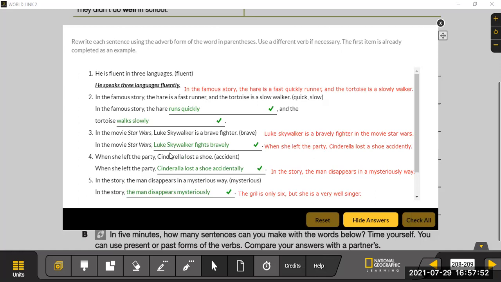But the correct way is Luke Skywalker fights bravely. Right? Number 4. When she left the party, Cinderella lost its shoe. Yeah. In the story, the man, I'm sorry.